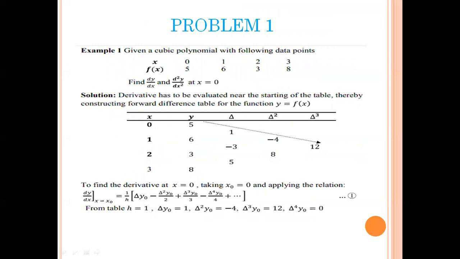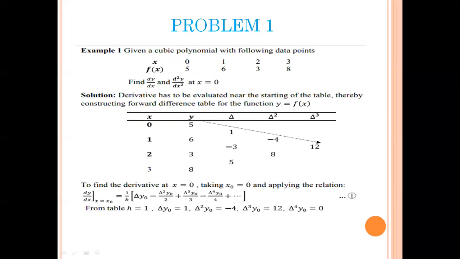Here is a problem. Given a cubic polynomial with the following data points, where the x values are 0, 1, 2, 3 and f of x is equal to 5, 6, 3, 8. They are asking to find dy by dx and d square y by dx square at x equal to 0. The derivative has to be evaluated near the start of the table, so we construct the forward difference table for the function y equal to f of x.